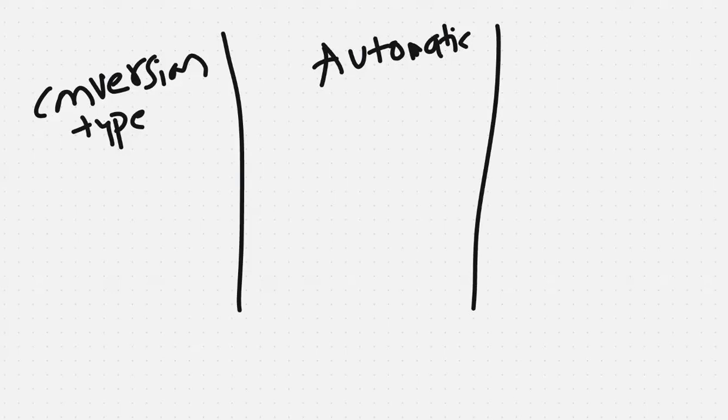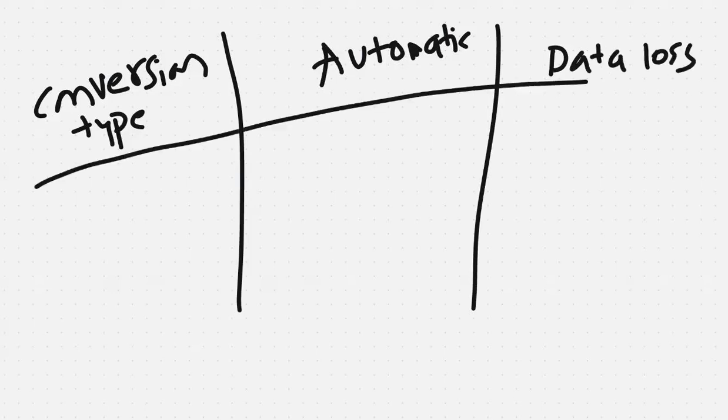now you can take data loss. So the first one is widening.